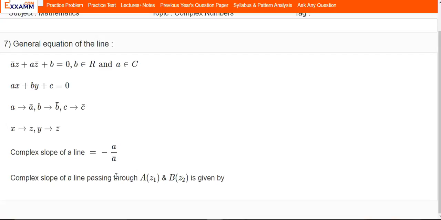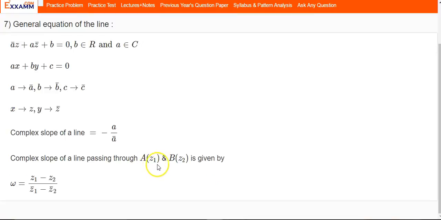Now we know that the complex slope of a line is minus a upon a bar. Then what is the complex slope of a line passing through a, that is z1, and b, that is z2? It would be given by omega. Omega is used to represent a general complex number in many cases, so don't jump to the conclusion that omega is one of the imaginary cube roots of unity. It is just another way to denote a complex number rather than z. So omega is equal to (z1 minus z2) upon (z1 bar minus z2 bar).